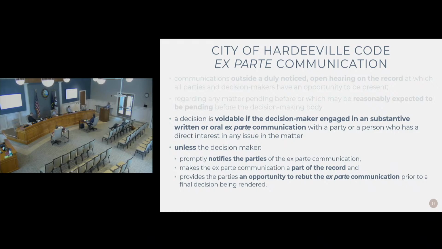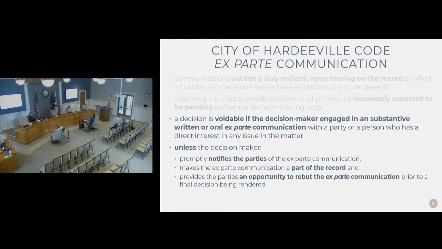So a decision is voidable, this is according to the city of Hardeeville. It's voidable if the decision maker engaged in a substantive written or oral ex parte communication with a party or person who has a direct interest in any issue in the matter. So this would be sitting, say, as a BZA member, and you're considering a variance application, and the person's neighbor comes and speaks to you at the coffee shop, tells you information about the parcel that everybody doesn't know, but you think, well, this is sort of relevant.